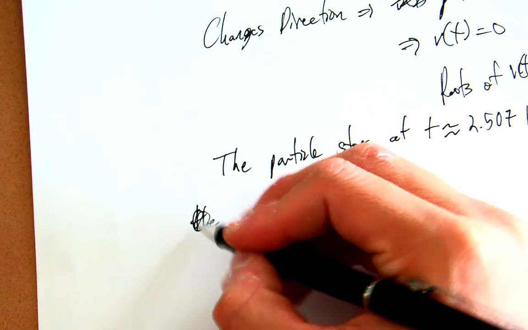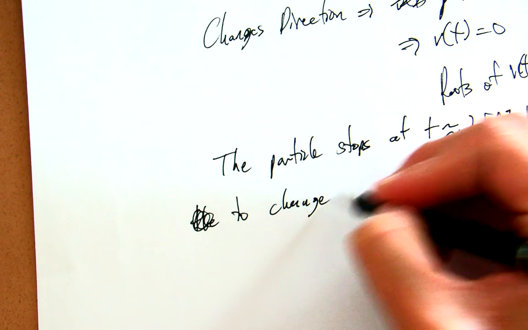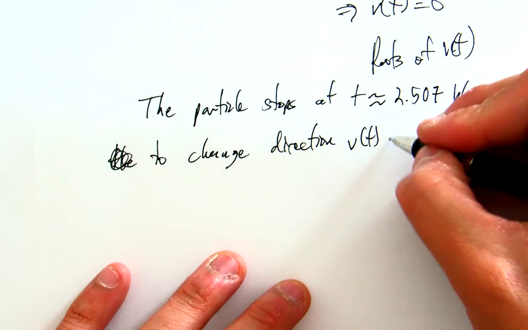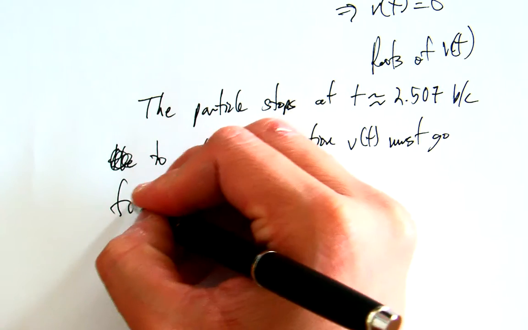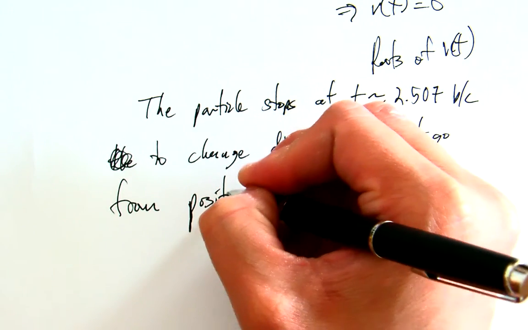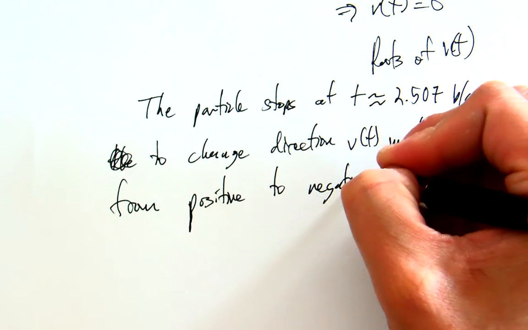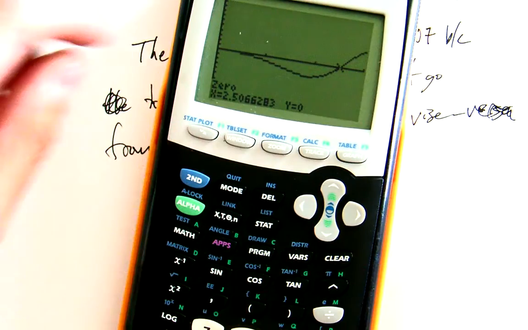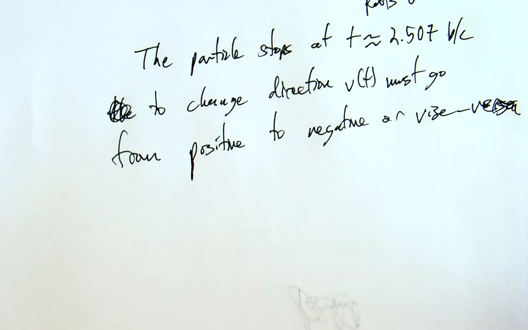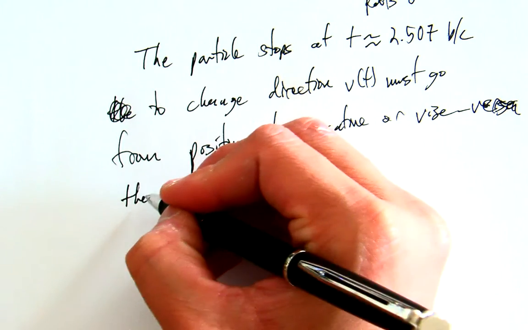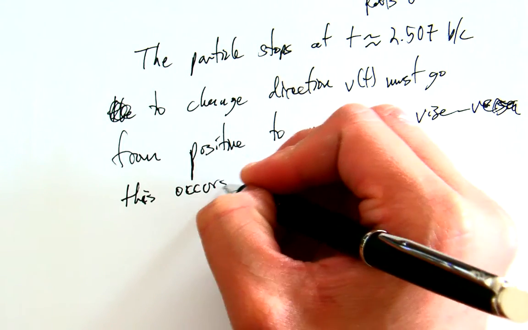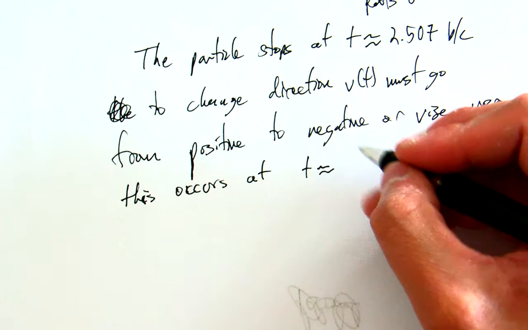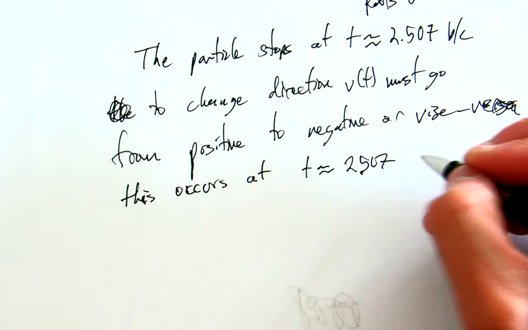Because to change direction, v of t, or the velocity, must go from positive to negative, or vice versa. And you can see here, folks, that it goes from negative to positive, so clearly this occurs at t equals 2.507. Okay, there you go.